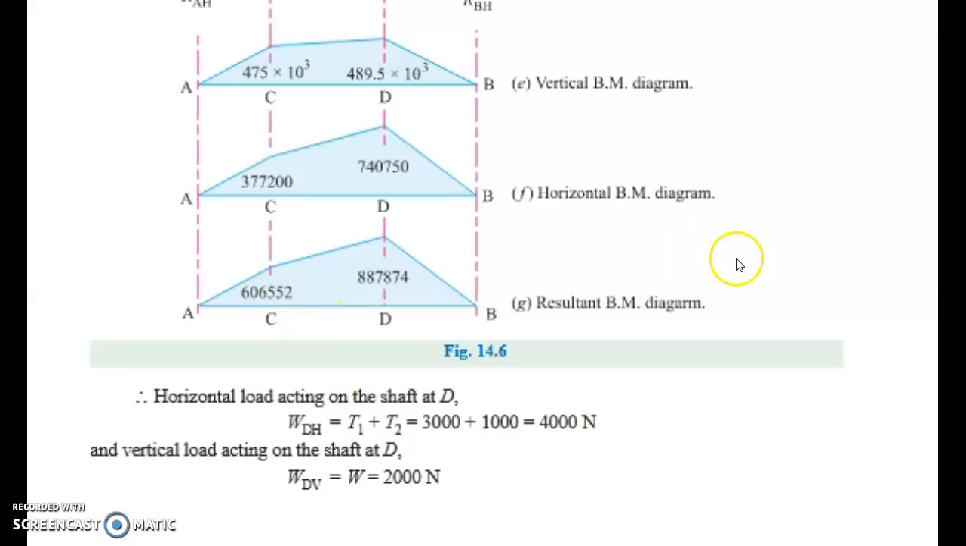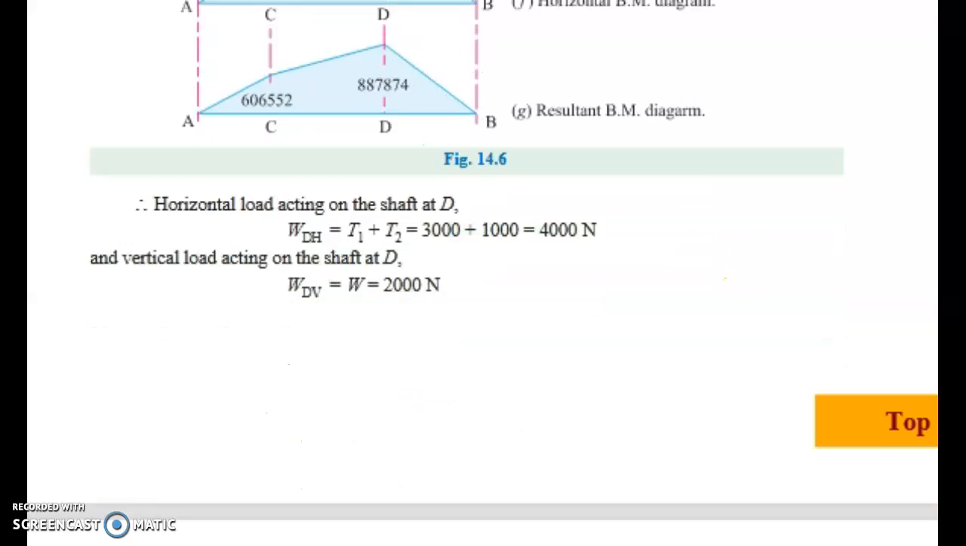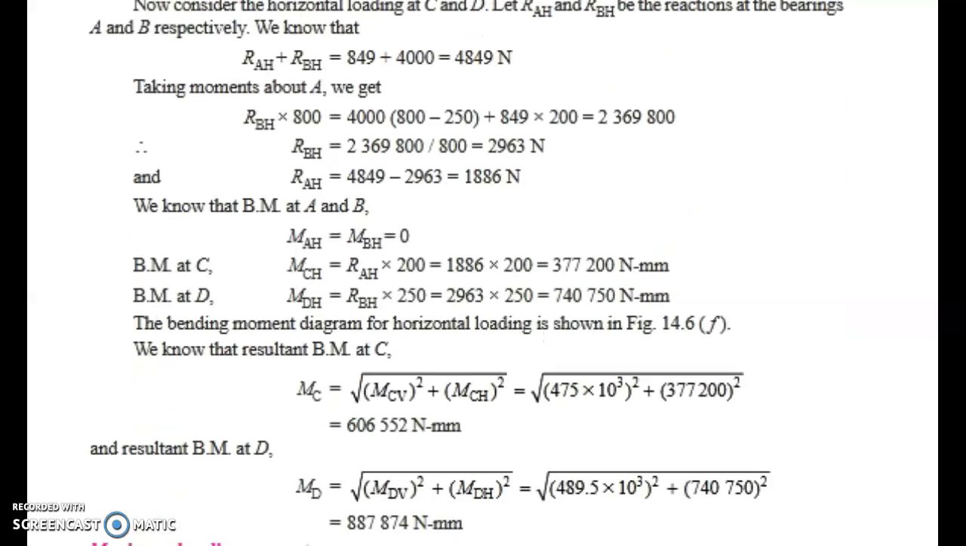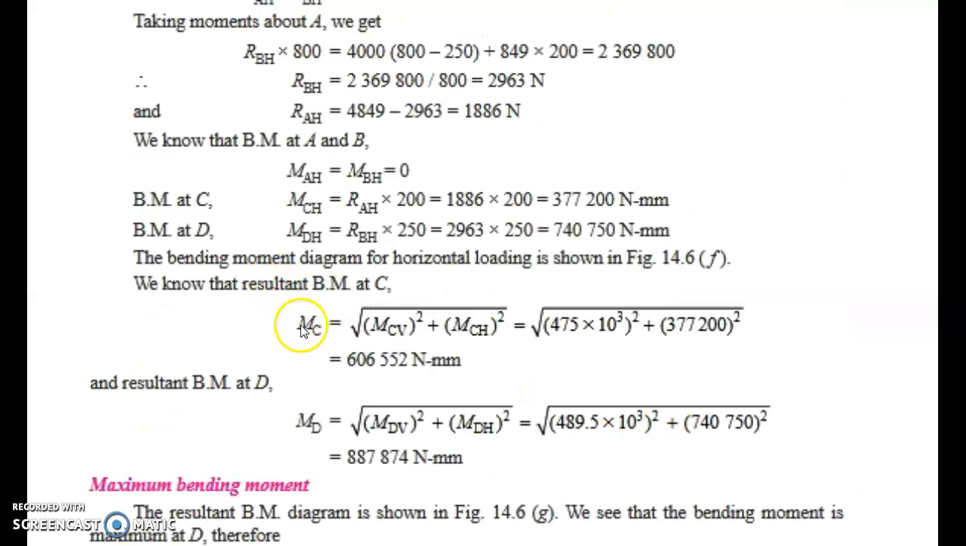Now we can find the resultant bending moment. How can we find the resultant bending moment? Using this bending moment equation, MC is equal to root of MCV square plus MCH square, the corresponding vertical and horizontal directions. We will get the value of MC.